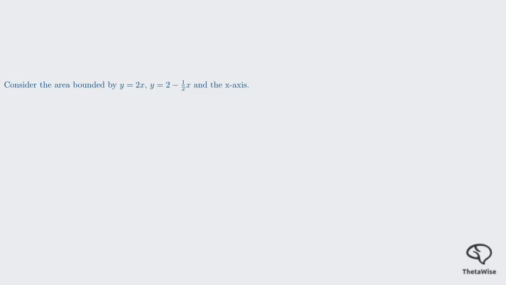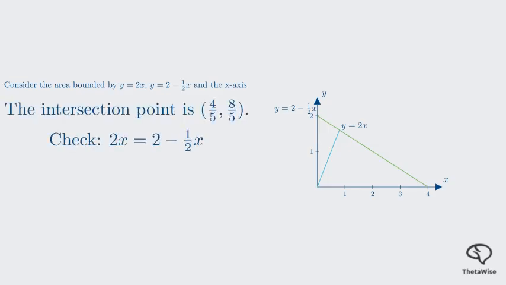As always, our first step is to visualize this region. Let's draw the lines. The first line, y equals 2x, passes through the origin. The second line, y equals 2 minus 1/2 x, crosses the y-axis at 2 and the x-axis at 4. The problem also gives us the point where these two lines intersect. They intersect at the point (4/5, 8/5).